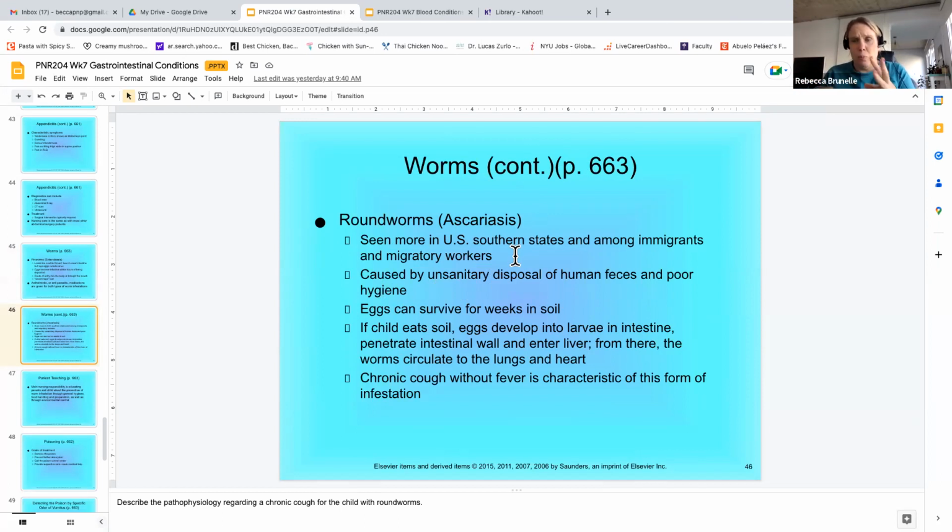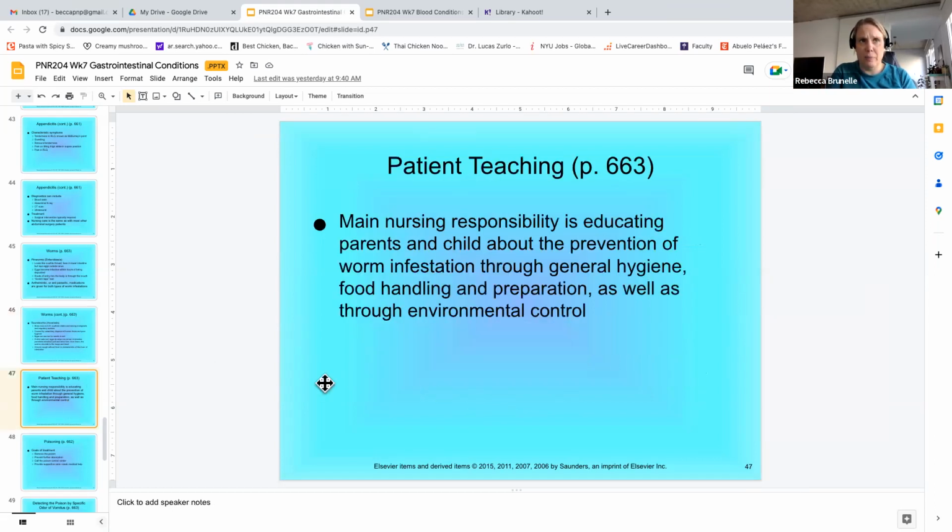So if you go to the bathroom and the eggs are in your soil and then the kid digs in the soil and eats the soil for whatever reason, then the roundworm eggs will also hatch in their GI tract. So the eggs can survive in the soil for weeks, and usually the kids are playing in the soil or digging in the soil and then getting some of that soil in their mouth. And like I said, they tend to be pretty sick with fever, etc.